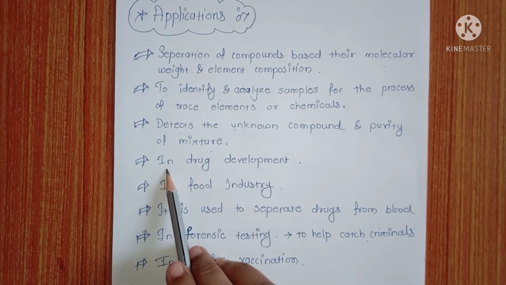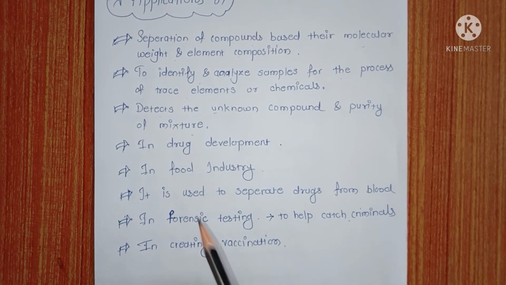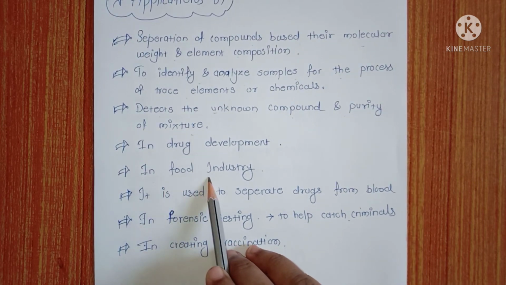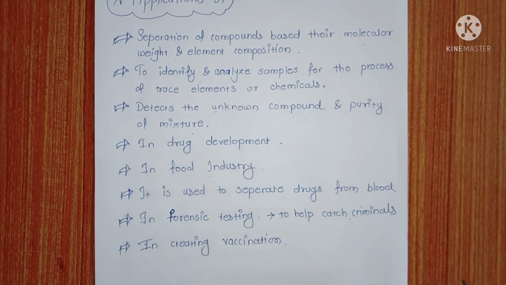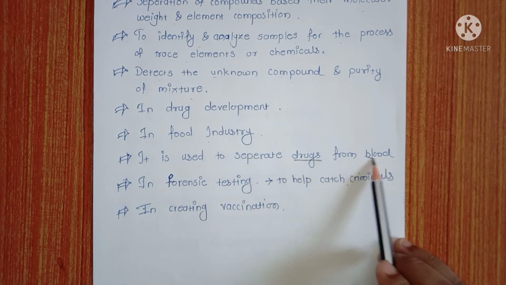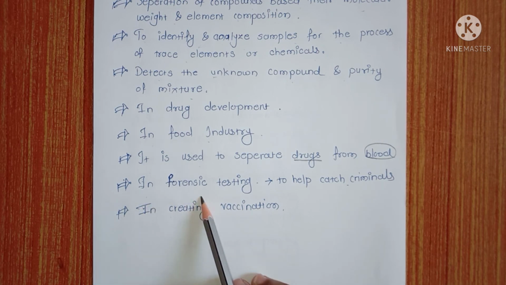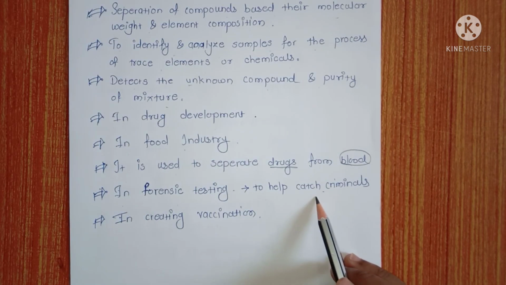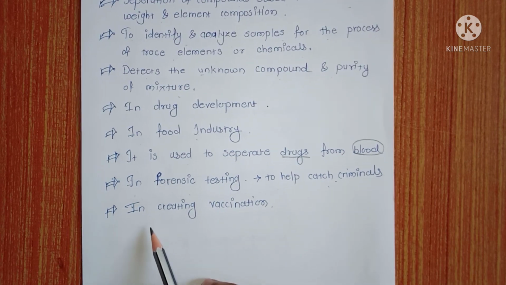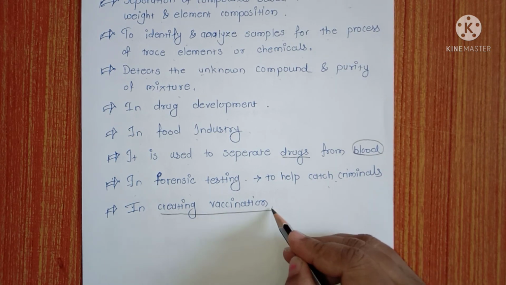Next, the chromatography technique is also used in drug development. It is also used in the food industry for the detection of contamination and for identifying unknown compounds in food. Next, it is used to separate drugs from the blood. It is also used in forensic testing, which helps to catch criminals. And the last application of chromatography is that it is also used in creating new vaccines.